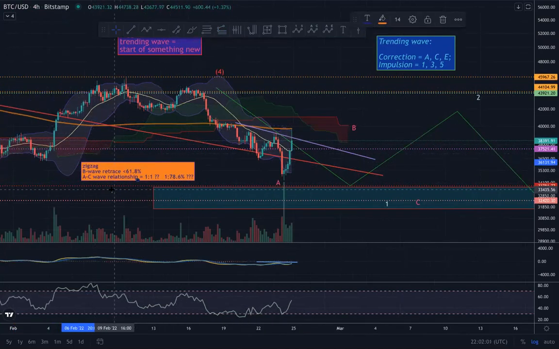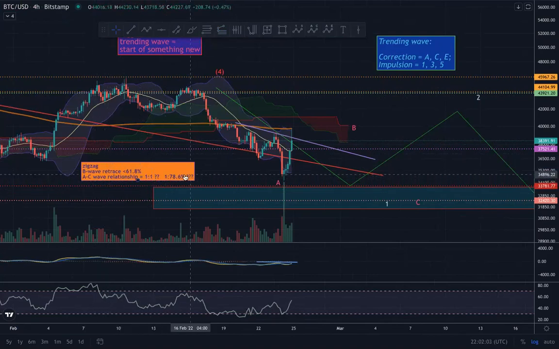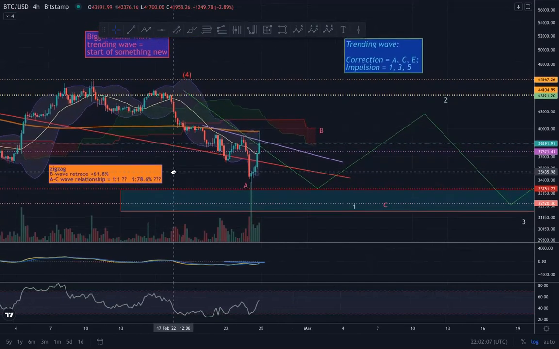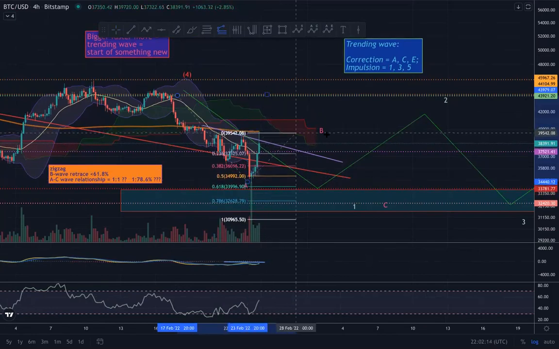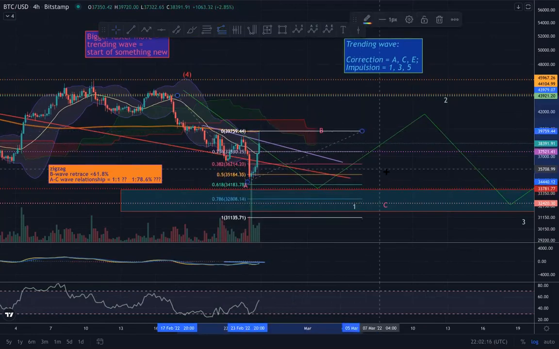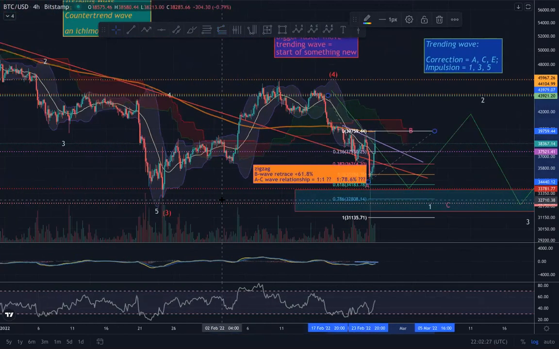Would the A to C wave relationship be 1-to-1? Would it be 1 to 78.6% instead of 1-to-1? So we'll take a look. We'll take our extension tool and go from top to bottom here and back around to that 61.8 level and say, okay, cool. 1-to-1 is about 31K, and then 1 to 78.6 is around 32, 33K. So there you have it.